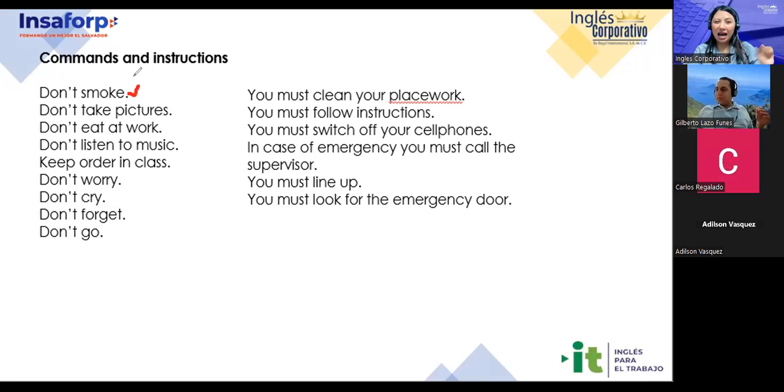No va dirigida a alguien en específico. It's not a specific instruction for somebody. In this case, don't smoke. This includes everyone or anyone. Okay. Don't take pictures. For example, there are some places, inside of a bank, probably. If you go to a museum, you can read these instructions.